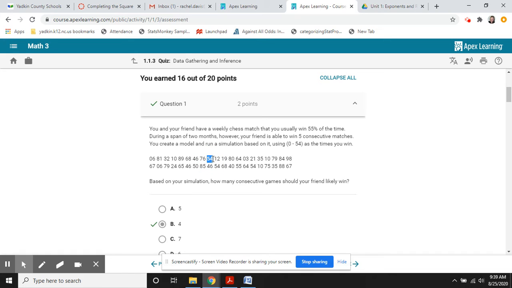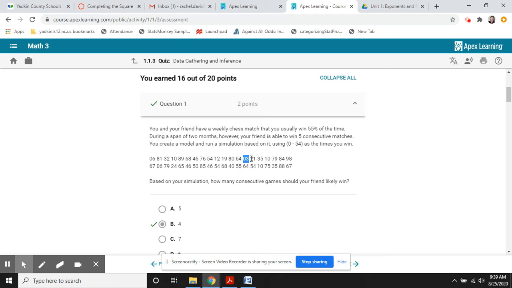54. Okay, that's right at 54. So there's one. 12. There's two. 19 is 3. 80, too big. So we got to start over. 64 is too big. So we got to start over.